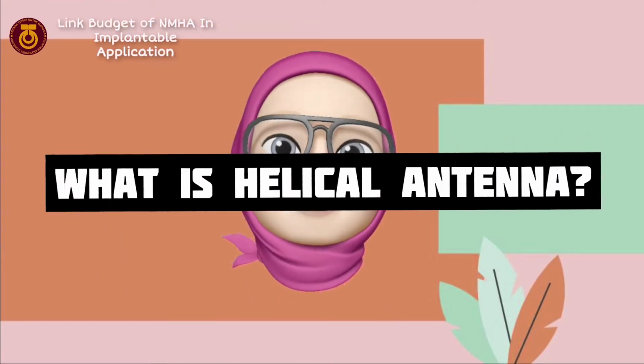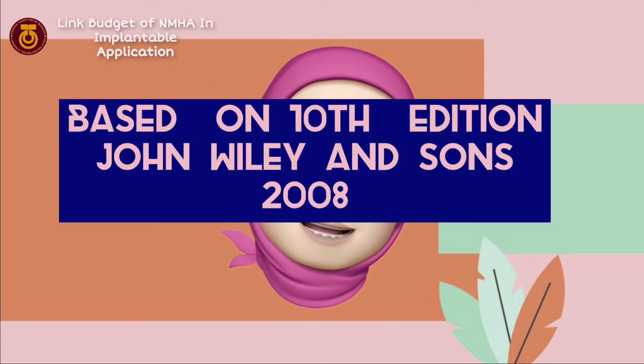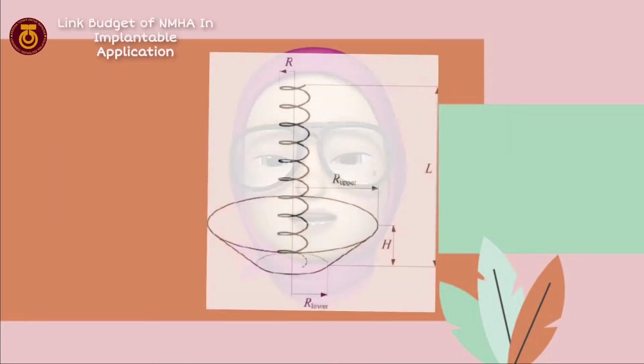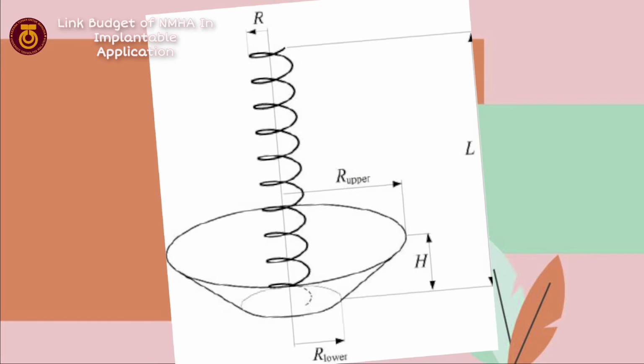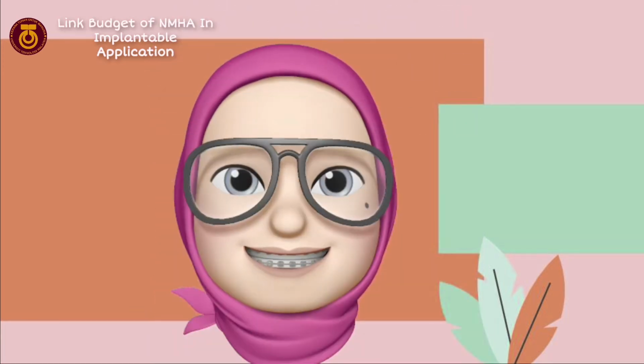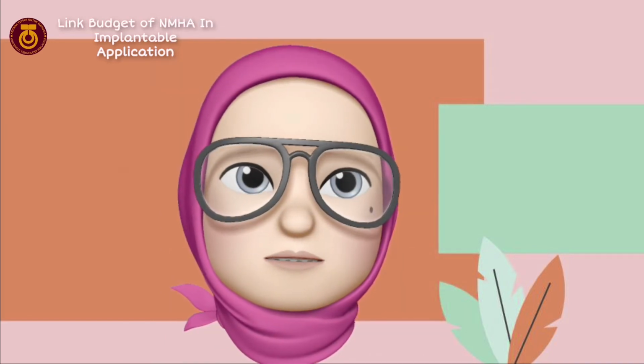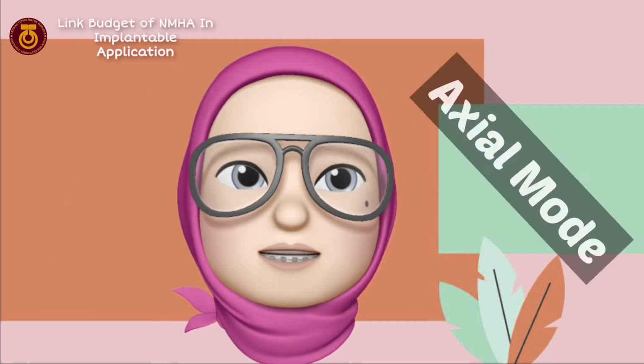But first, what is a helical antenna? Based on the 10th edition, John Wiley and Sons, 2008, a helical antenna is an antenna consisting of a conducting wire wound in the form of a helix. In most cases, helical antennas are mounted over a ground plane. The feed line is connected between the bottom of the helix and the ground plane. It can also operate in two principal modes, which are normal mode and axial mode.